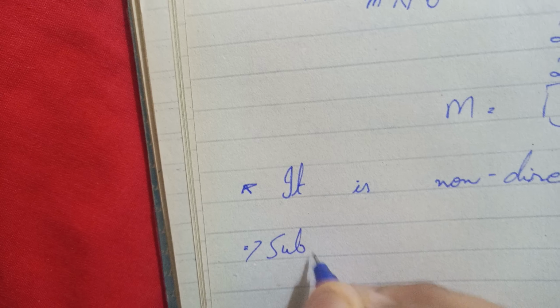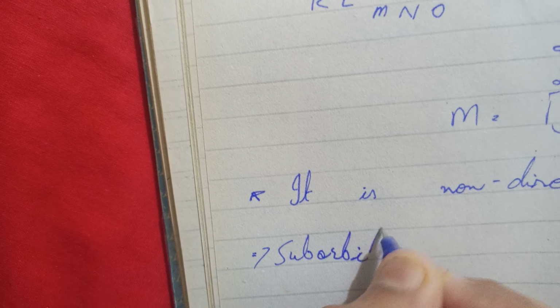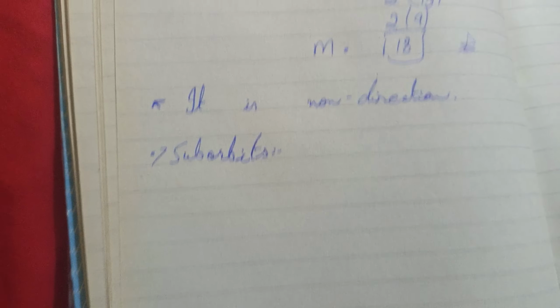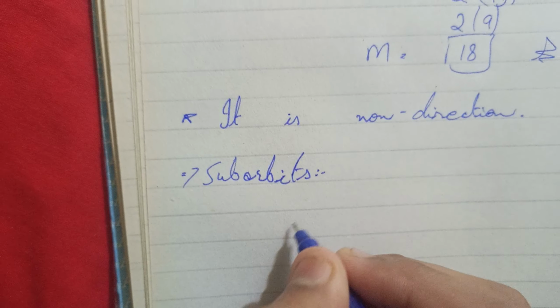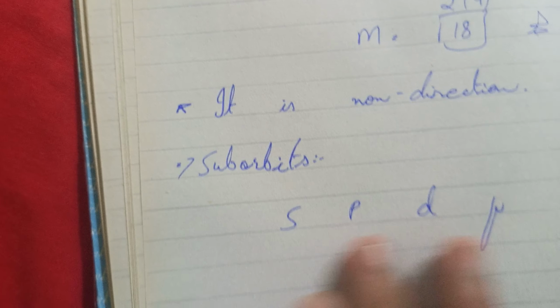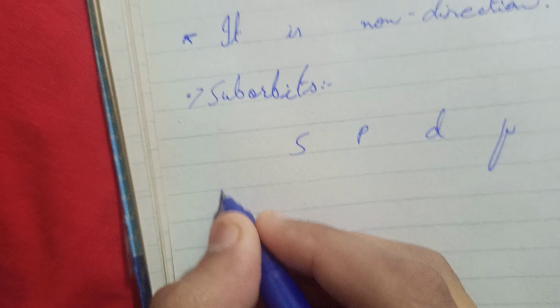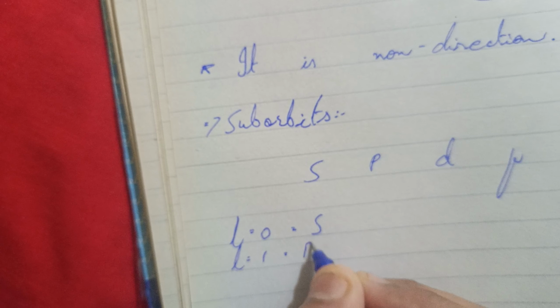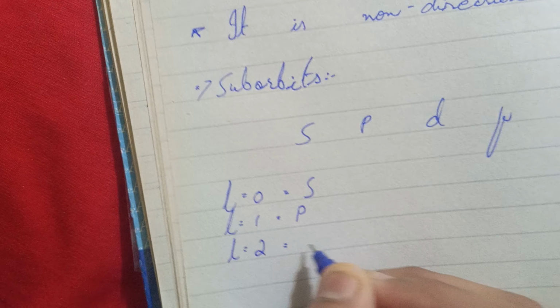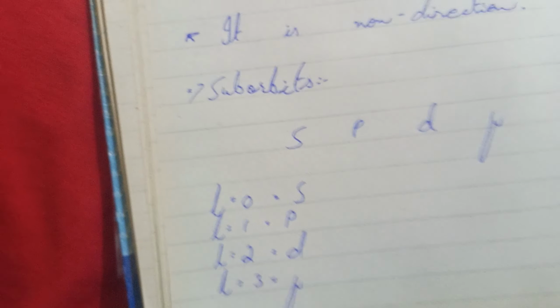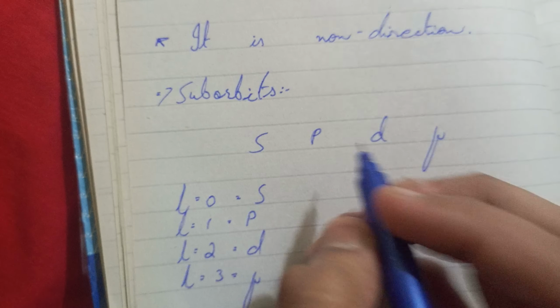Now we have the second topic, suborbits. Basically, suborbits are the parts of the orbits, named S, P, D, F, and they are numbered by L. L equal to 0 is S, L equal to 1 is P, L equal to 2 is D, and L equal to 3 is F. You must remember this numbering.